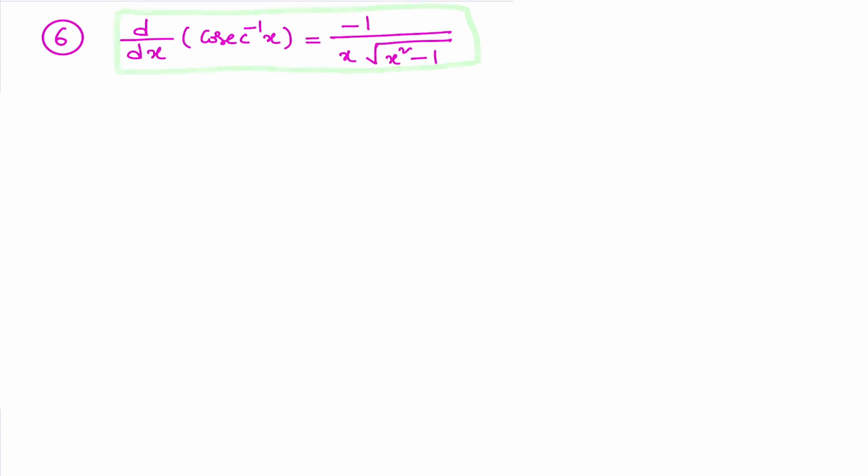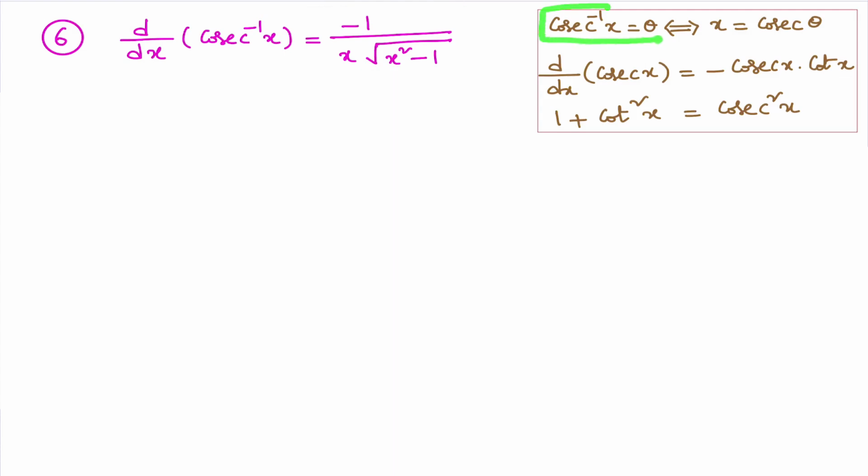You just see the formula box. Cosecant inverse x equal to theta if and only if x equal to cosecant theta. This we learned from inverse trigonometric functions chapter. D by dx of cosecant x, derivative of cosecant x with respect to x is minus cosecant x into cot x. This is the derivative formula we learned in first class of differentiation chapter. And 1 plus cot square x equal to cosecant square x. This is the trigonometric identity.